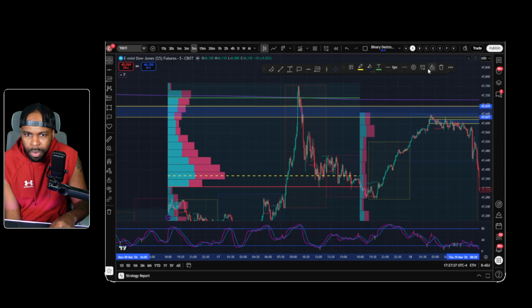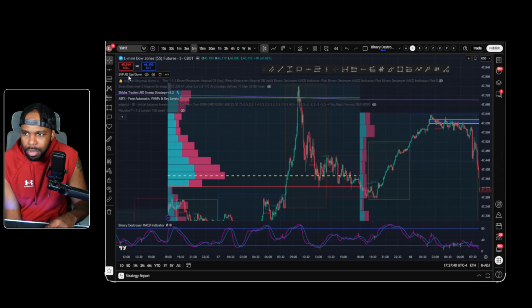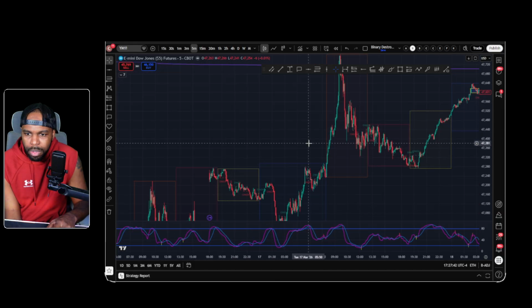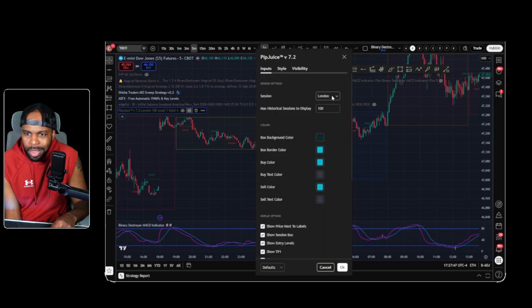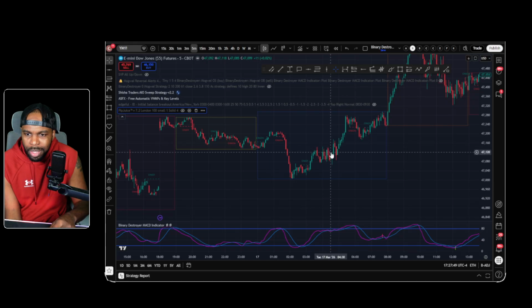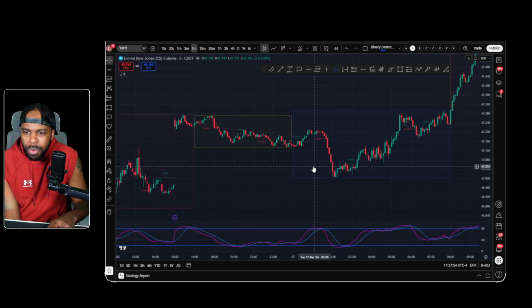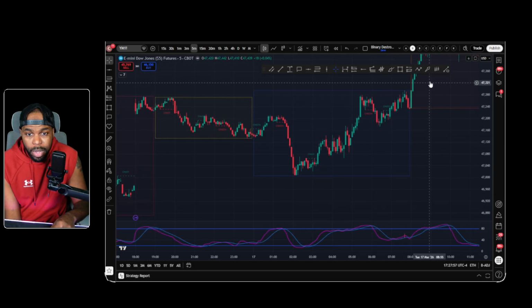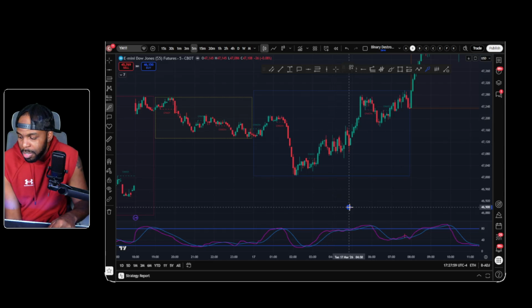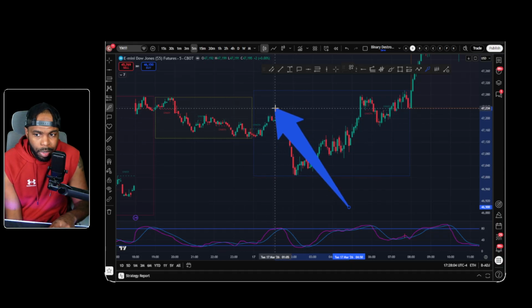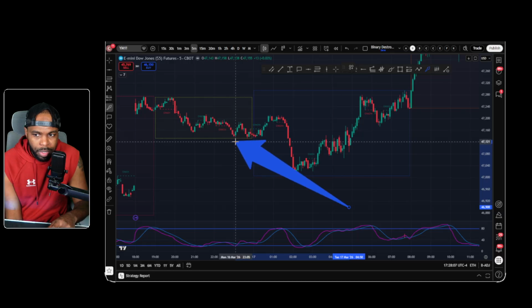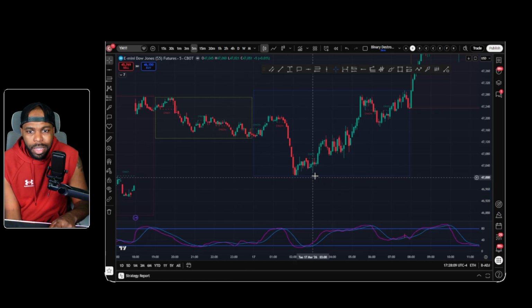Let's take this zone off. Let's look for another position here. Let's take this off. Okay. Remember, I have the Pip Juice indicator on London, so I'm only looking for positions in London. So this whole blue box right here is the London session. Okay. So in this case right here, remember what I say. Whenever the current session sweeps above or below the previous session, in this case, London session swept below the previous session, Asian session, then there's a reversal bound to happen.